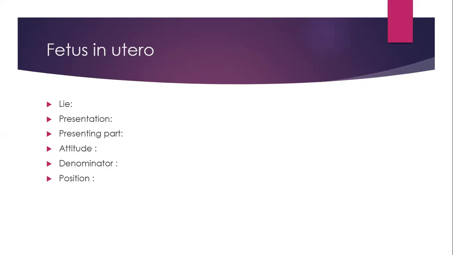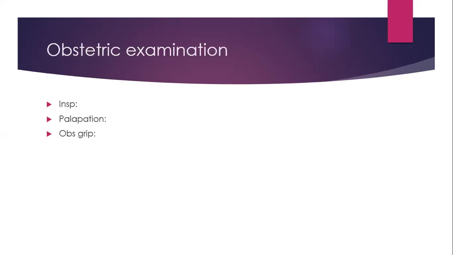Okay, fine. So next is the obstetric examination. The obstetric examination is done after the 28th week. You will do the obstetric examination only after evacuating the bladder. If the bladder is distended, you won't be able to get the proper justification while doing the obstetric examination. So you have to evacuate the bladder. Then there are 4 steps: inspection, palpation, the obstetric grips, and finally the auscultation.